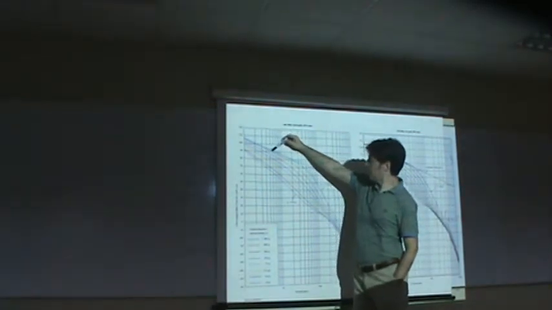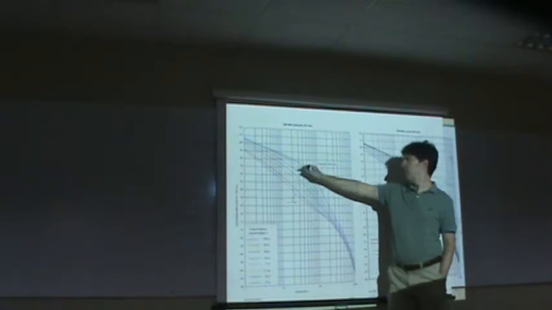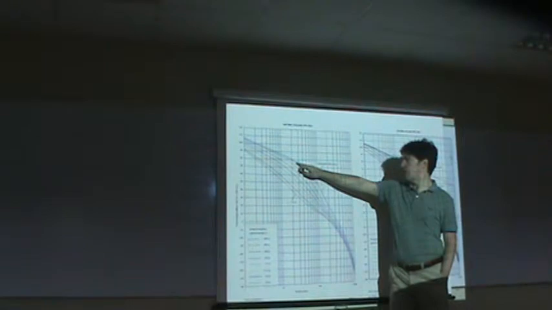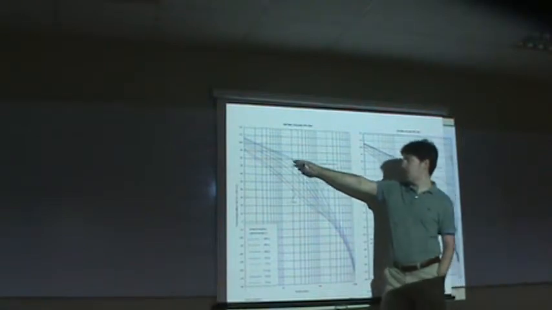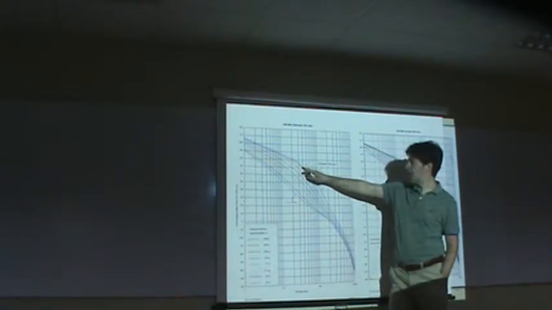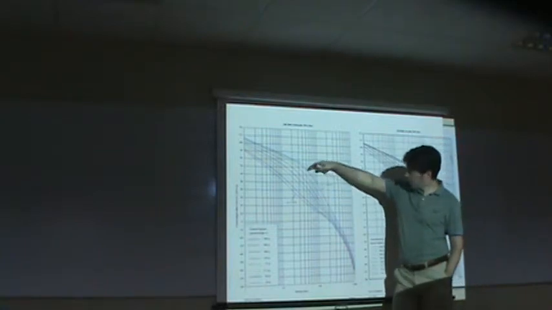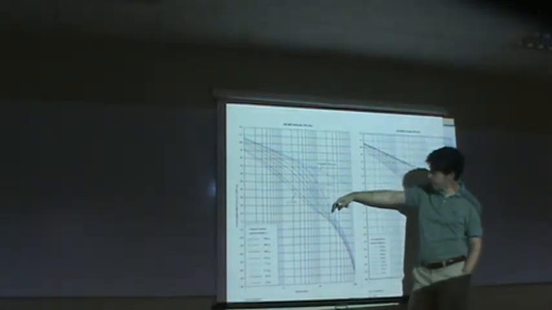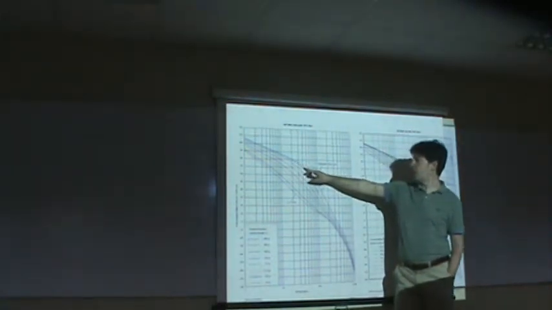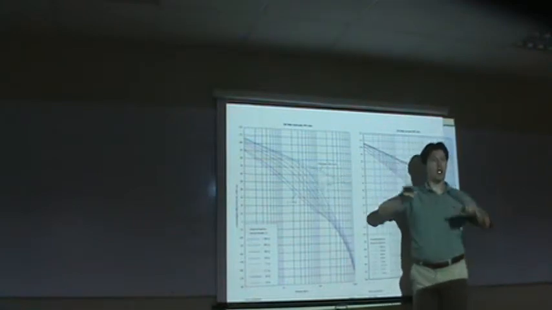Now, when your distance increases, you go down parallel to the free space curve, so you follow the free space curve up to a point when the electric field starts to decrease much more quickly. This is because you start to go below the horizon of the antenna.